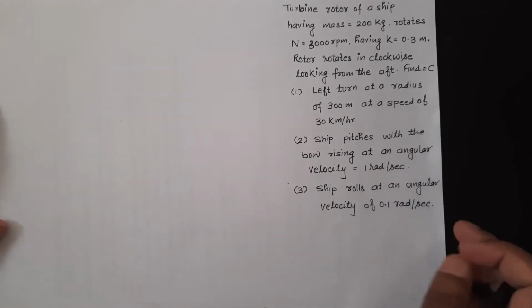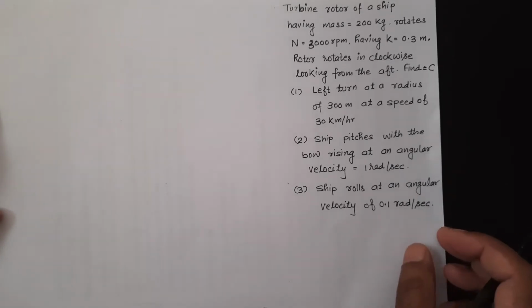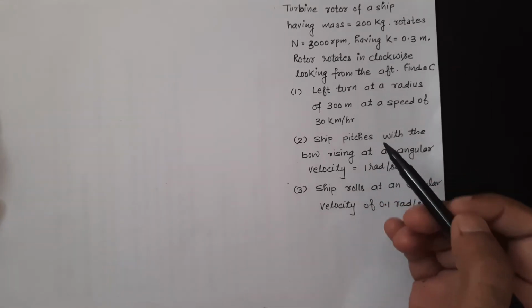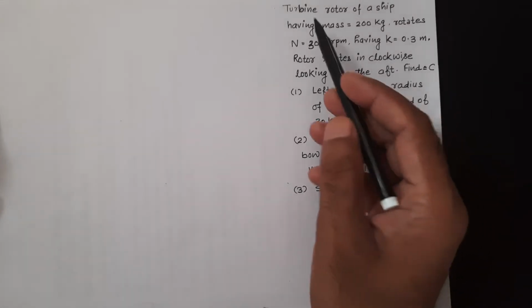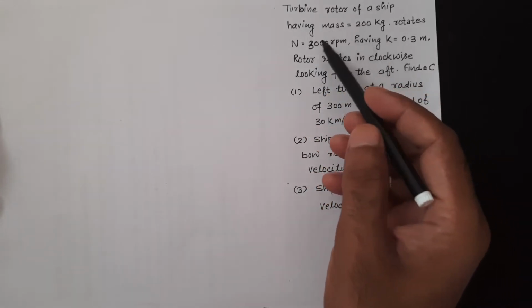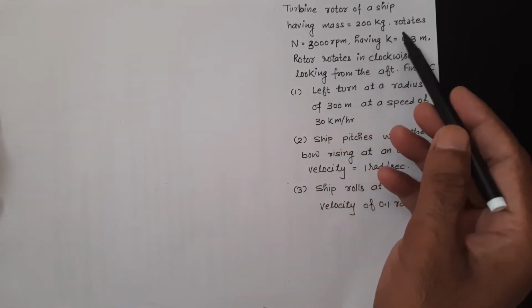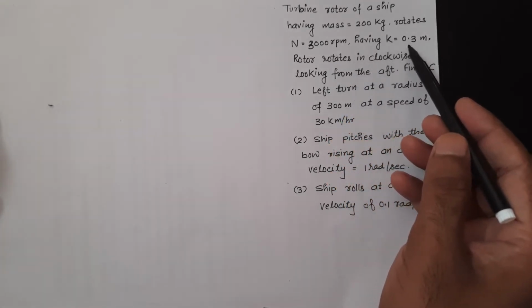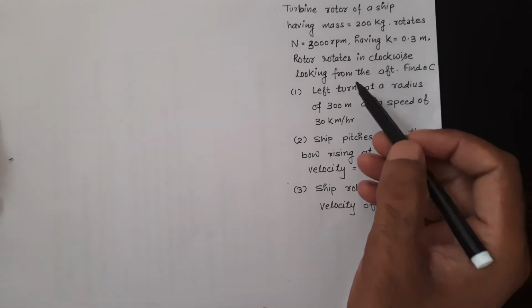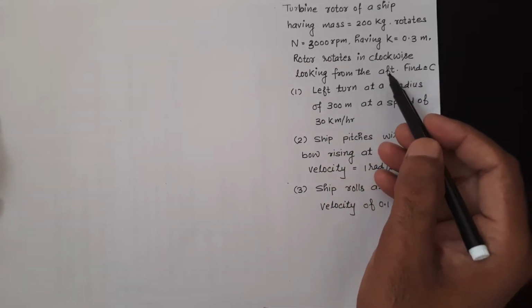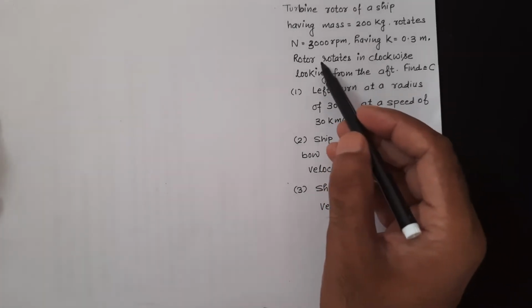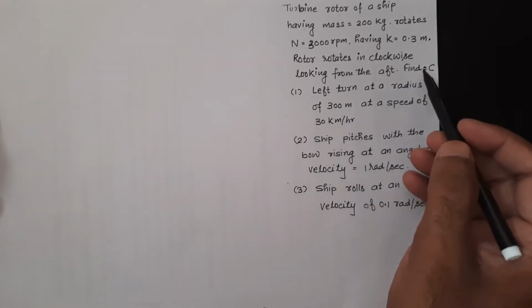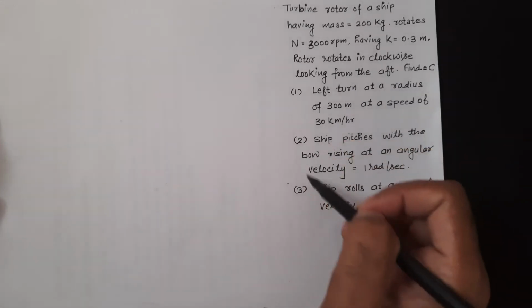Let's continue the discussion on the gyroscopic couple. Let's do a few problems based on the stability of naval ships. Here we have a question: the turbine rotor of a ship has mass 20 kg, rotates at a speed of 3000 rpm, and has a radius of gyration of 0.3 meter. When looking from the aft side of the naval ship, the sense of rotation is clockwise. We have to find the gyroscopic couple in three different cases.